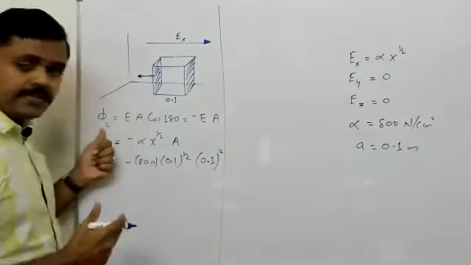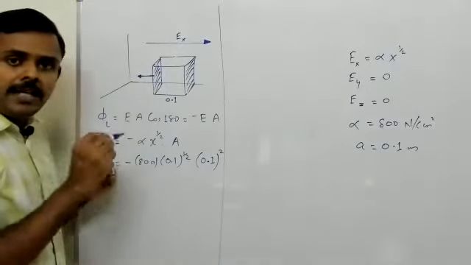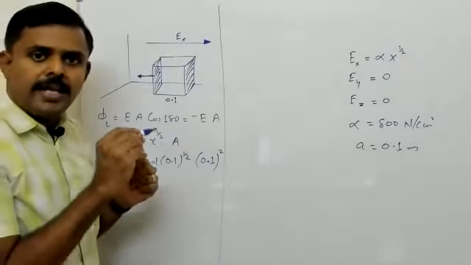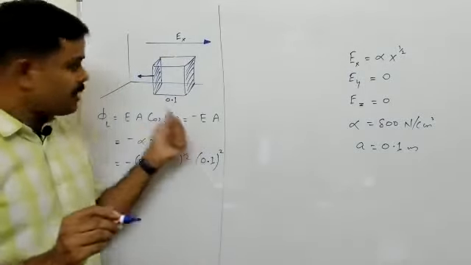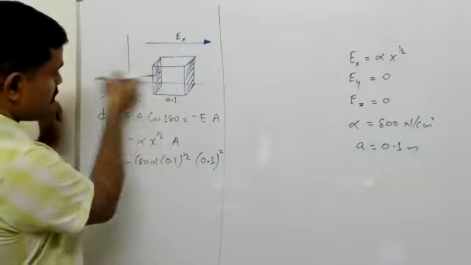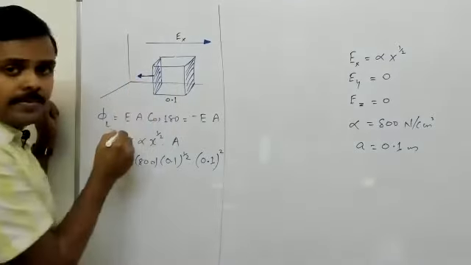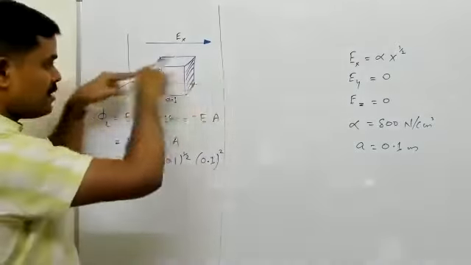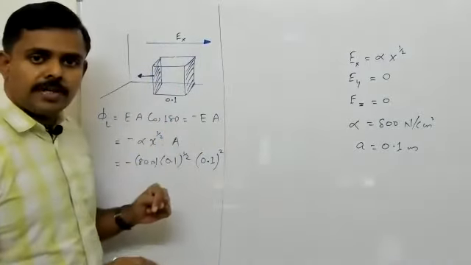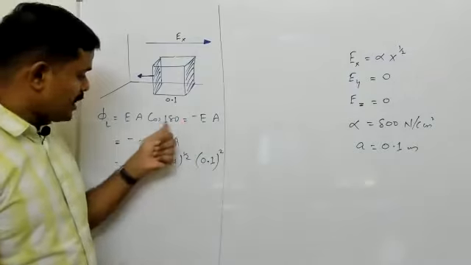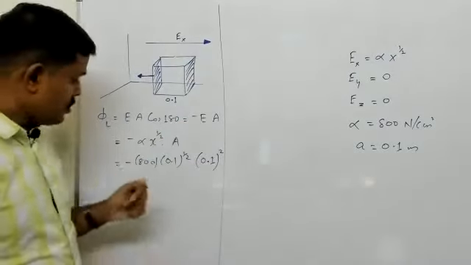What is the flux through the left surface? Flux is given by E dot ds or E dot area, E A cos theta. What about theta here? For this surface, area is to the left, as you can see, and electric field is to the right. They are in opposite directions. Angle is 180, cos 180. Cos 180 is what? Minus 1. So minus 1 into EA, minus EA. So I'm putting the value here.